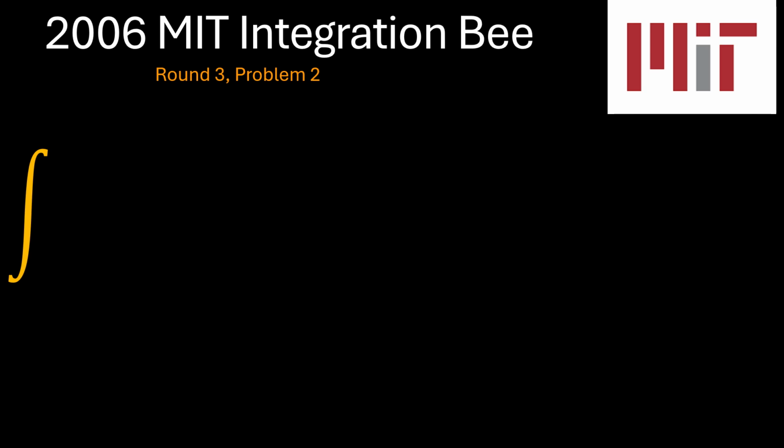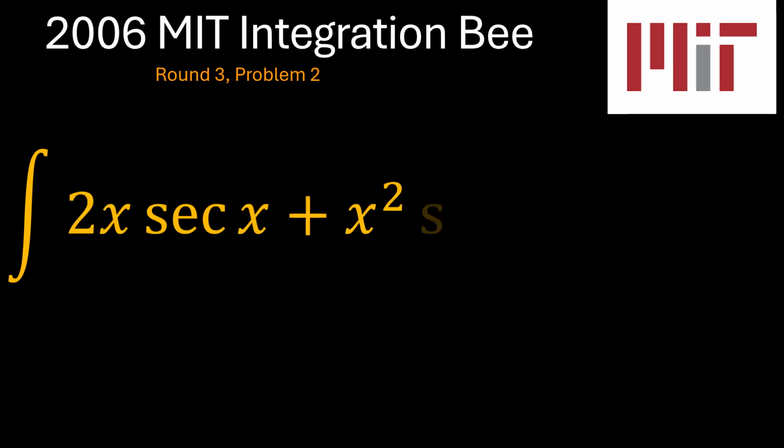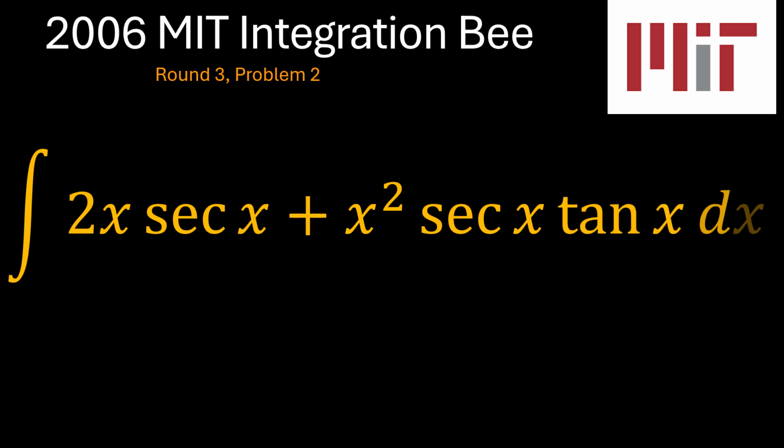So problem 2 of round 3 was actually very simple, which is the indefinite integral of 2x secant x plus x squared secant x tangent x. So let's see how we're able to solve this. The problem is easy. Just by quick investigation, I'm seeing that we do have the derivative of x squared in the form of 2x.